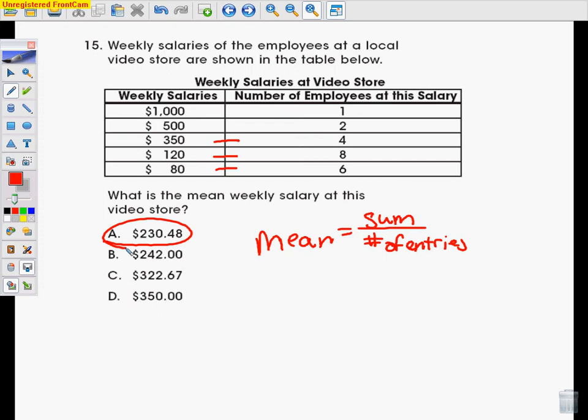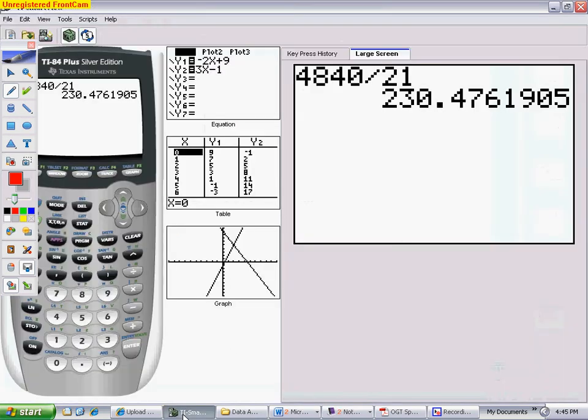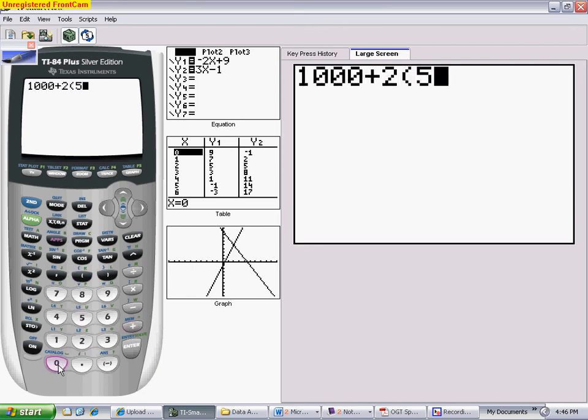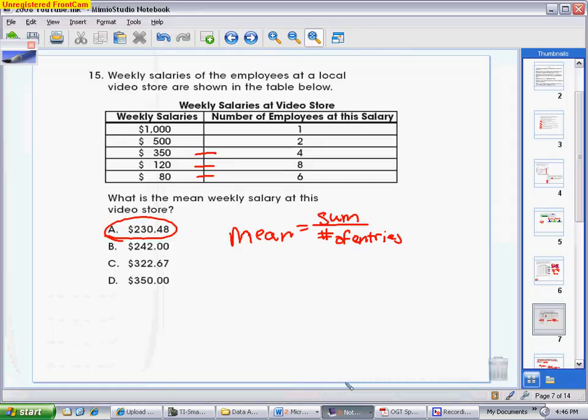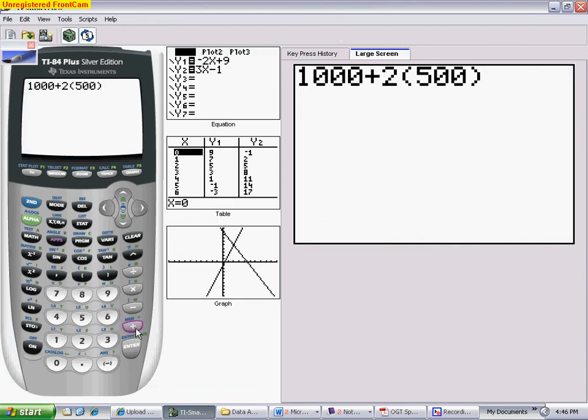Now, another way that you could have done this problem is you could have said, all right, instead of actually having to write those all out, you could technically go to your calculator and say, all right, well, we have 1 person making 1,000, plus you have 2 people making 500. All right, let's go back to the problem again. And we have 4 people making 350. So plus 4 people that make 350.